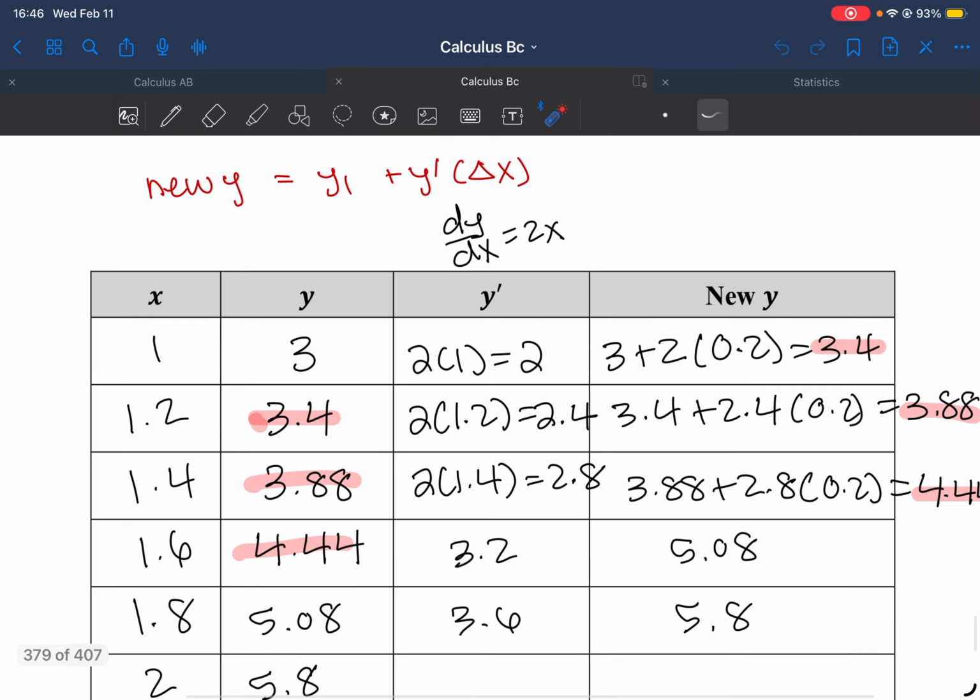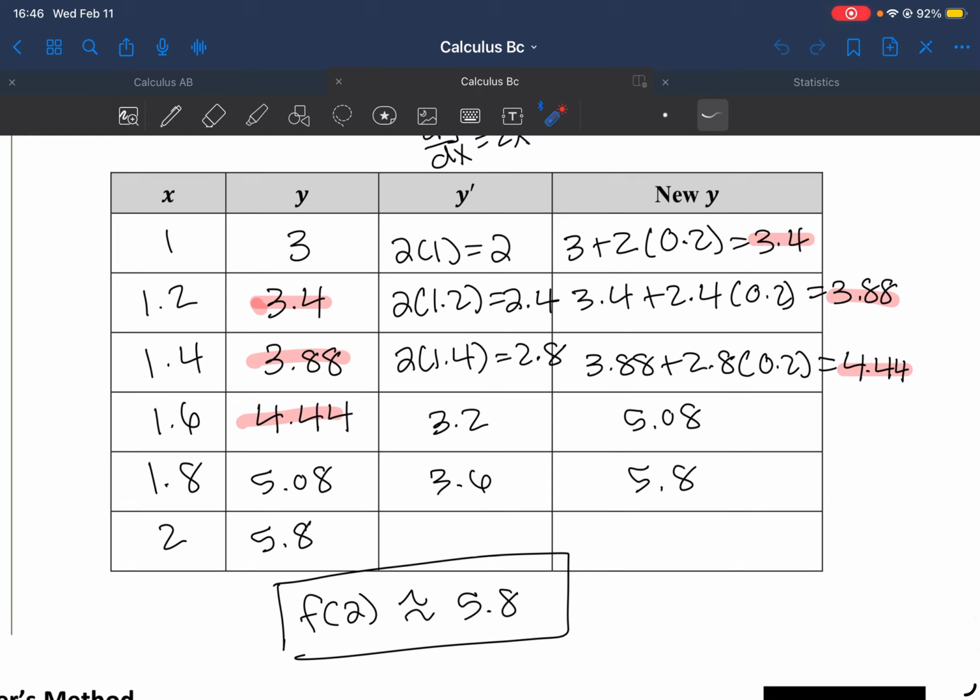For my new y, I use the formula I wrote in red, and so I take y1, which is my original y here, plus y prime, which is the value I got here, times the change in x, which is 0.2. And then I get a value. That value then becomes my approximation for the next x value. So that means f of 1.2 is approximately 3.4. And then I continue this process until I get to the very end, and that's the one I'm trying to find, f of 2. Once I find that, then I can write my answer of f of 2 is approximately 5.8.